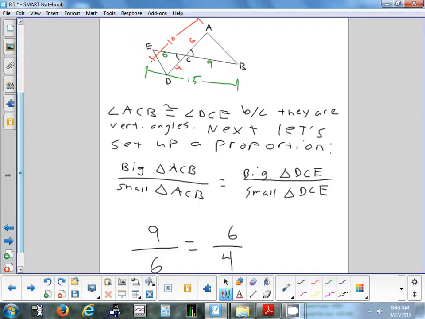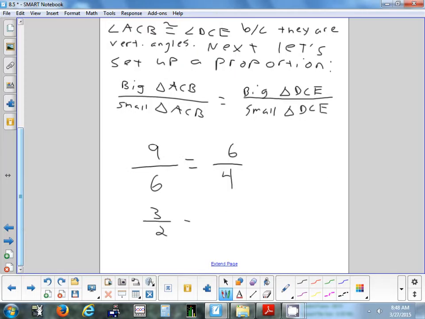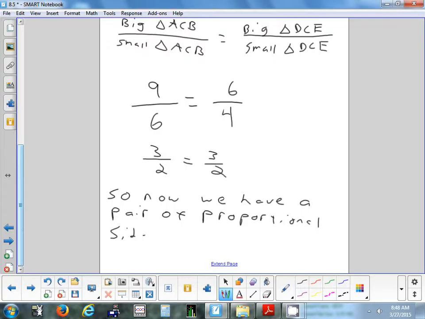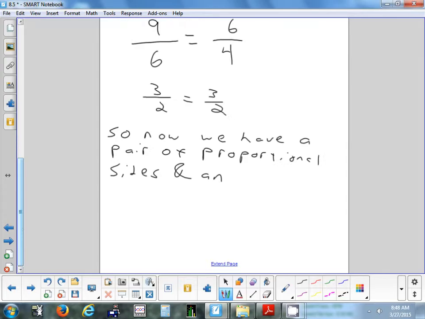Okay. Do both of those reduce to the same thing? Yeah, these both reduce to 3 over 2. So we get 3 over 2 equals 3 over 2. Okay, so now we have a pair of proportional sides, and the angle between them is congruent in each triangle.